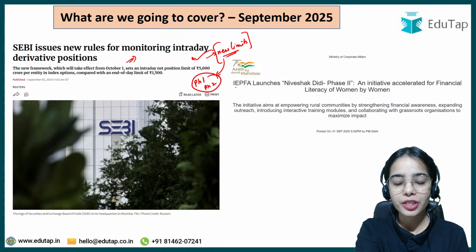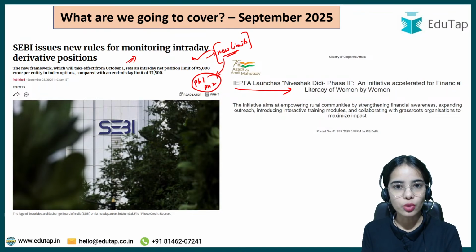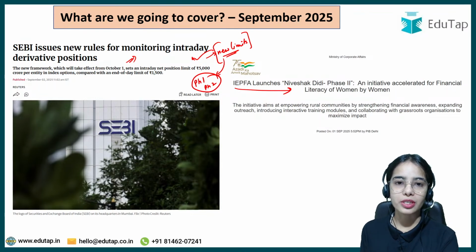Now coming to the next news article, IPFA has launched the Niveshak Didi Phase 2. So what is this Phase 2? All of this we are going to discuss in today's session.